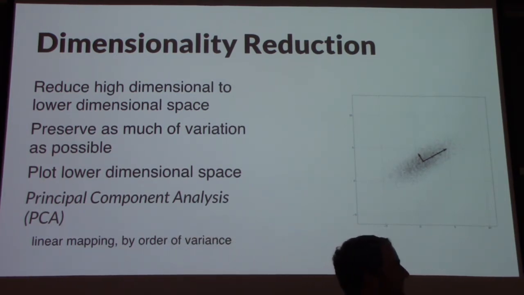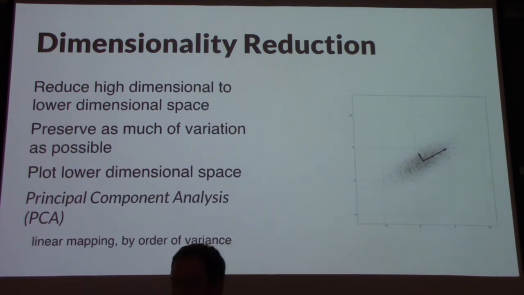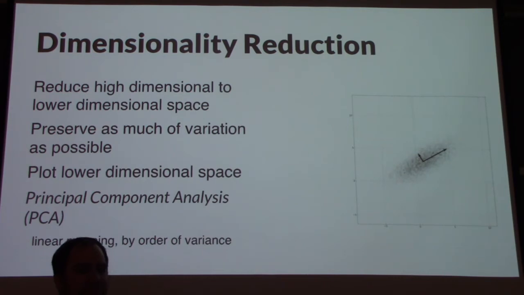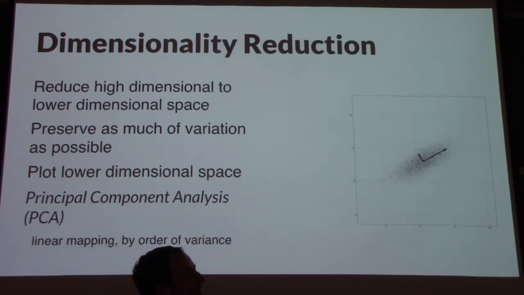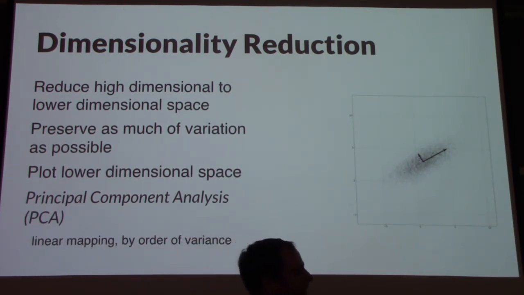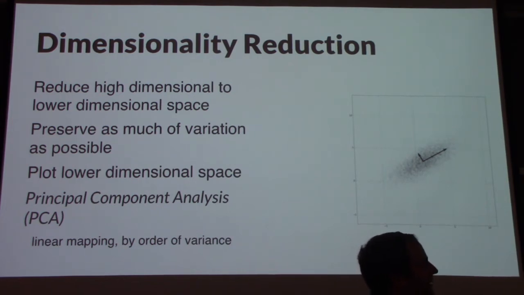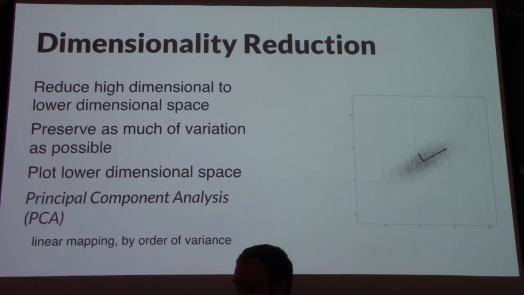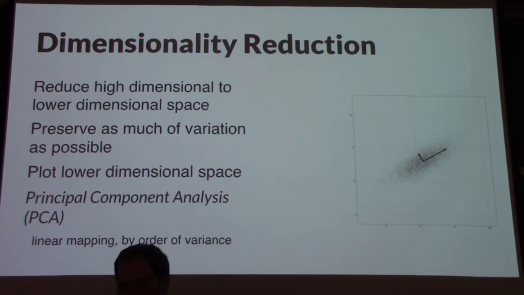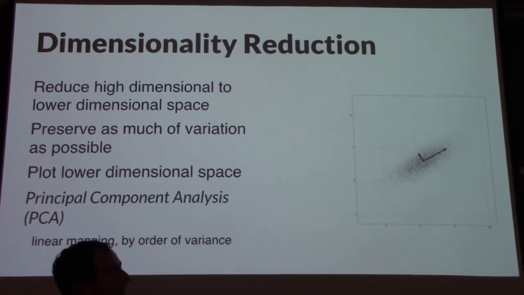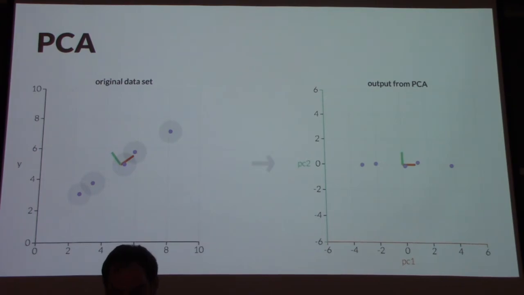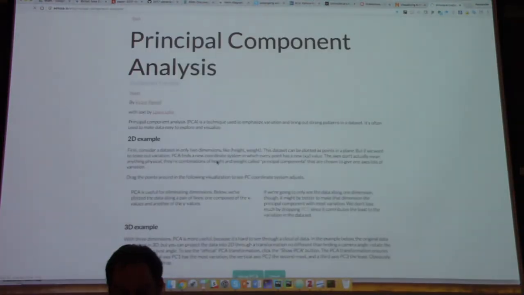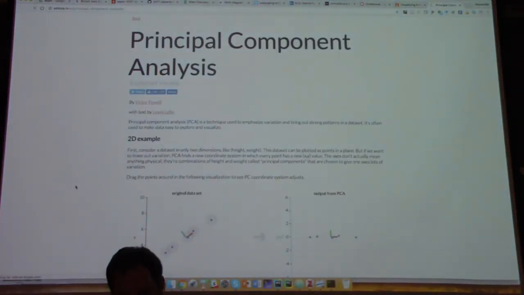So I can take a 50-dimensional space and do something like principal component analysis, find the first, second, and third principal component, and then plot just the first two, or plot the first three in a scatter plot matrix or in a parallel coordinates plot, and so on. And so how does principal component analysis work? This is kind of a nice example.